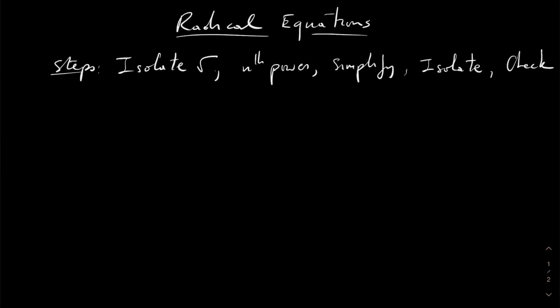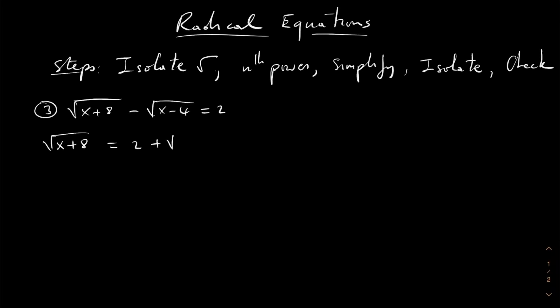Very last example, let's look for something a little bit more complex. So we're going to have here the square root of x plus 8 minus the square root of x minus 4 equals 2. So whenever you have two terms with the radical on top of them, you can still go ahead and do the 5 steps. So you have to first isolate the square root. Since there's two of them here, we're going to put one of them on one side of the equation and the other one on the other side of the equation. So we're going to do that and have the square root of x plus 8 equals 2 plus the square root of x minus 4.